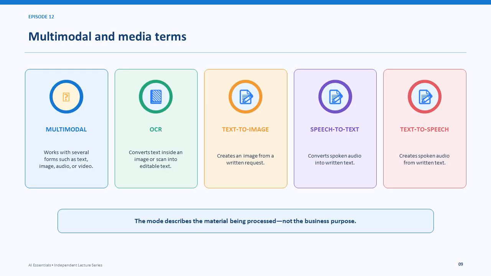Multimodal systems work with more than one information type. Text-to-image creates images from language, speech-to-text transcribes audio, text-to-speech produces spoken audio, and image understanding interprets visual material. The model should fit the material being processed.